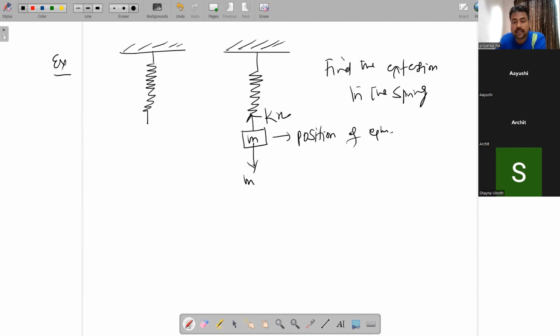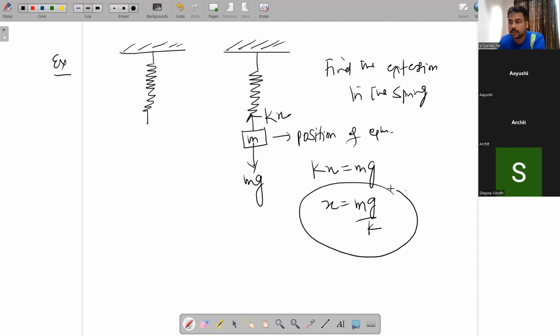And one force that is acting here is mg. Now, because this is the position of equilibrium, the net force should be 0. So whatever force is acting upward must be equal to the force acting downward. So from here we can find x equal to mg by k. Understood? Clear? Write it down if you wish.